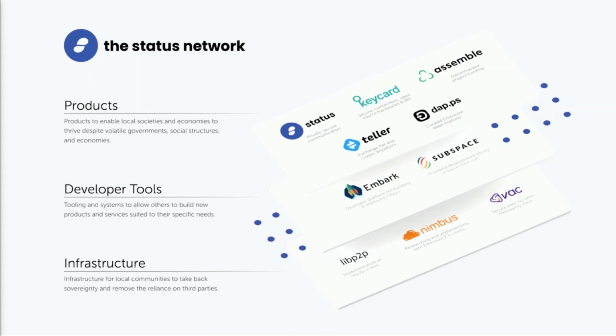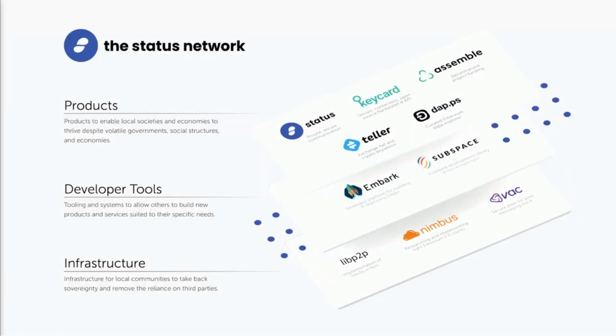Embark is a framework for developing dApps. It contains an editor for smart contracts, and Subspace is a front-end library to facilitate interactions with a blockchain application.